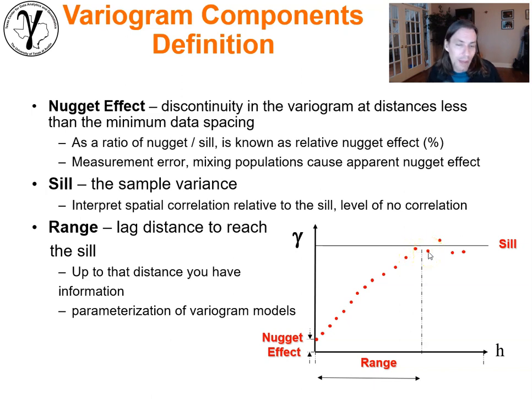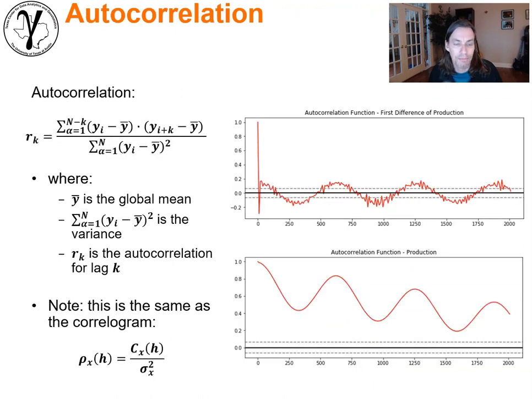Typically, we often see that there may be some cyclicity. And when we reach the sill, we've reached the point of maximum variance. We define that distance as being the range. The range is the point to which we have some information, some correlation. It is also the parameter used to parameterize the positive definite nested structures that we use in variogram modeling. And we're not going to get into that. The sill is just the variance of the problem, the sample variance. And when we reach the sill, we no longer have any spatial correlation. Okay, so we've defined the variogram.